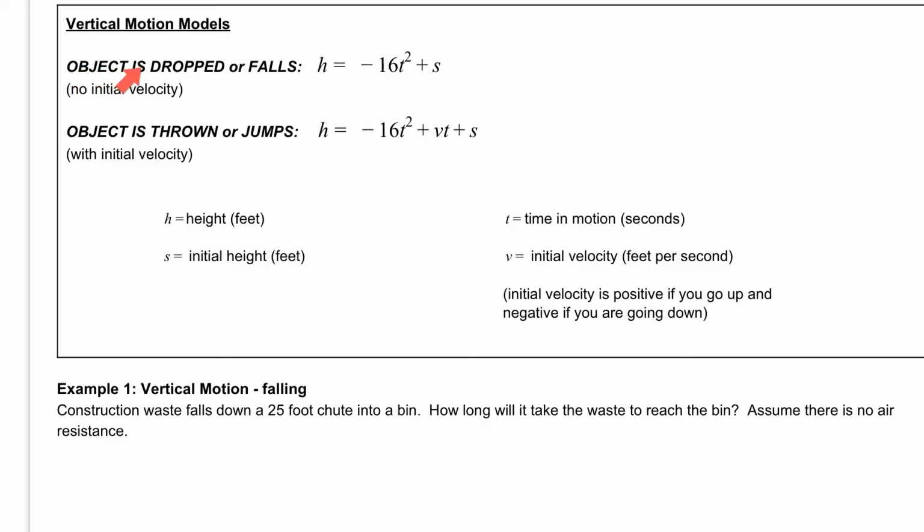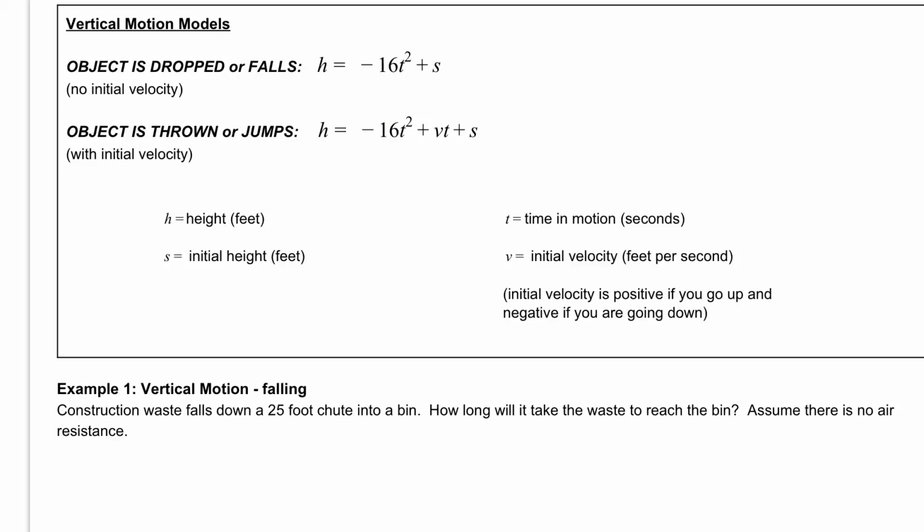But the first one is that an object is dropped or falls, which means we have no initial velocity. And that formula is h equals negative 16 t squared plus s. The other equation we have is if an object is thrown or somebody jumps, and that has an initial velocity. So it's very similar. The only difference between these two is this one has the velocity factor in there, which is plus v times t.